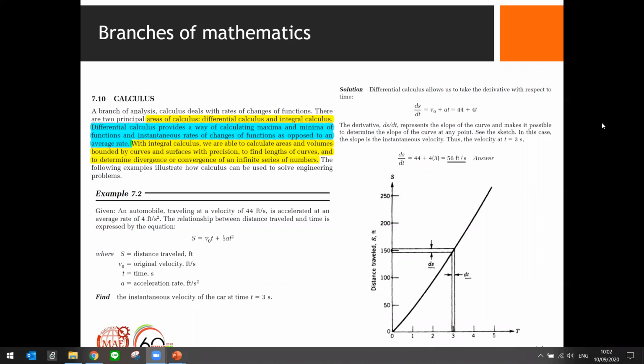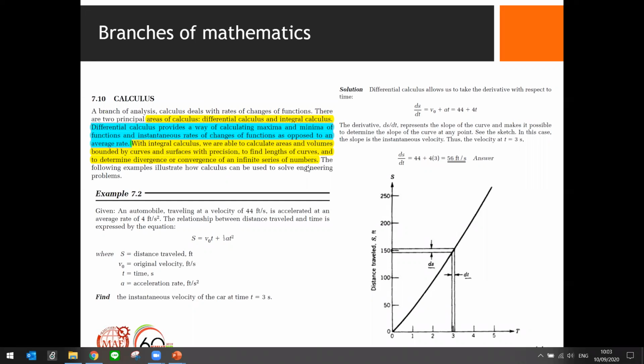Can anyone give a definition? What is calculus? Is anyone there? Anyone? Sorry, I have no idea about that. You have no idea about that, you cannot give the definition of calculus.